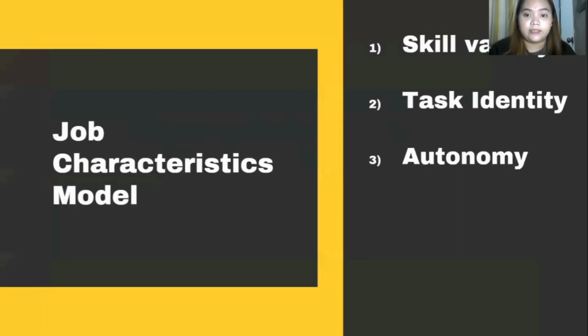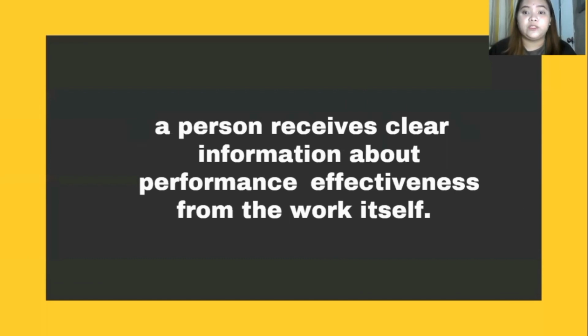So next characteristic we have is feedback. With feedback, a person receives clear information about performance effectiveness from the work itself. Feedback leads the employees to gain information about their actual performance. It is important that you give your employees feedback about the effectiveness of their performance so that they will know if they are improving or not. That's why feedback is important.